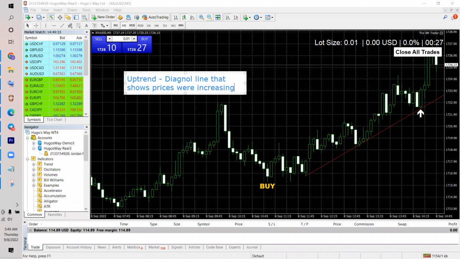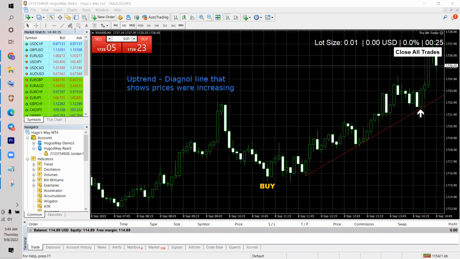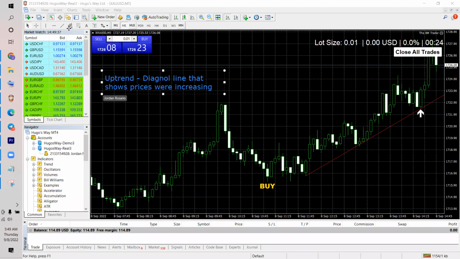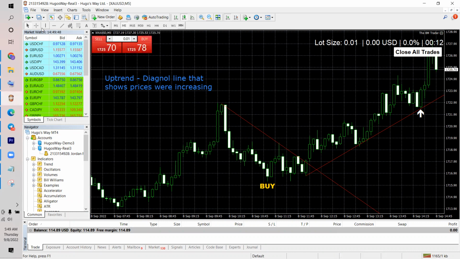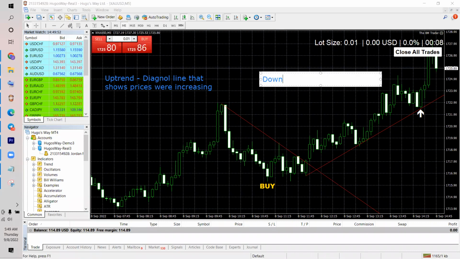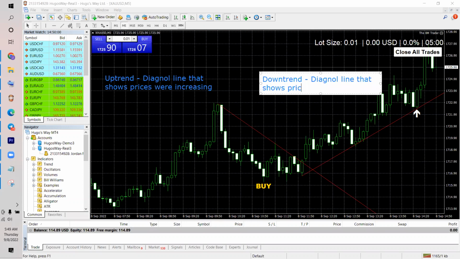Now, conversely, there are things such as a downtrend. You can see right here is a good example of a little bit of a downtrend. And right there, that's a diagonal line that shows prices were decreasing.